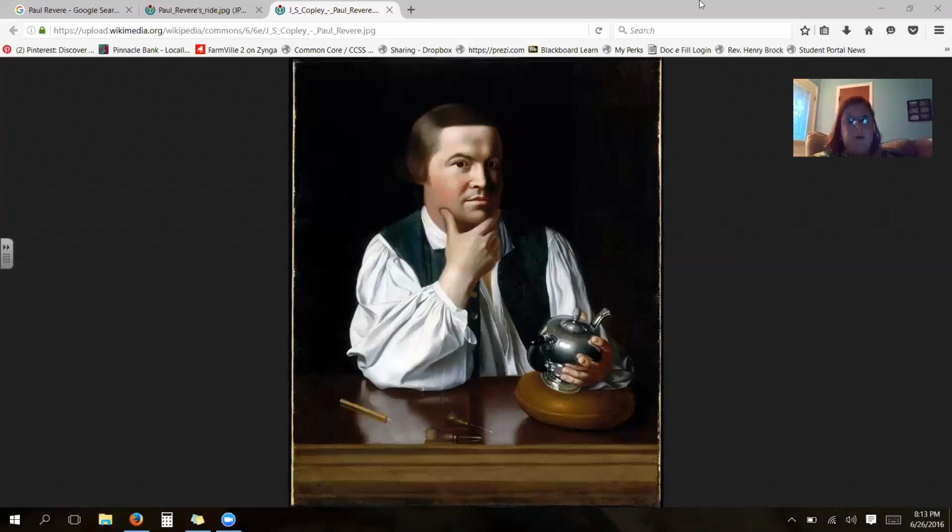There was no post office. They actually established the first post office. And so he was a very big part of that. He also was a big part of the Sons of Liberty, and we're going to be talking more about them. They were very involved in the Boston Massacre in 1770.